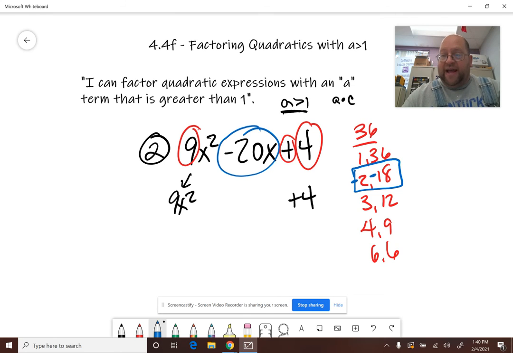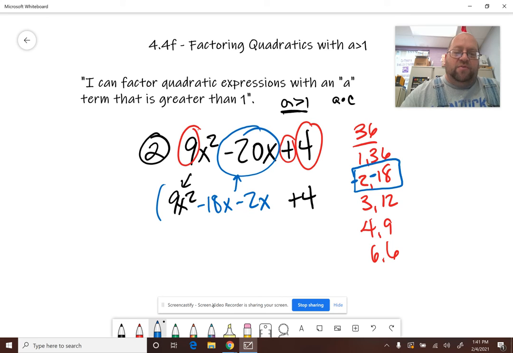Now, I'm going to ask the same question that you should ask yourself. Does the negative 2 go with the 9, or does the negative 18 go with the 9? Well, we know that 9 goes into 18, so that's probably the one we should group with it. So negative 18x minus 2x. If I add this back up, it's still going to come up to the same thing. I've not changed my problem at all. I've just grouped it and broken it apart so that I can use a grouping strategy. All right, so here we go.